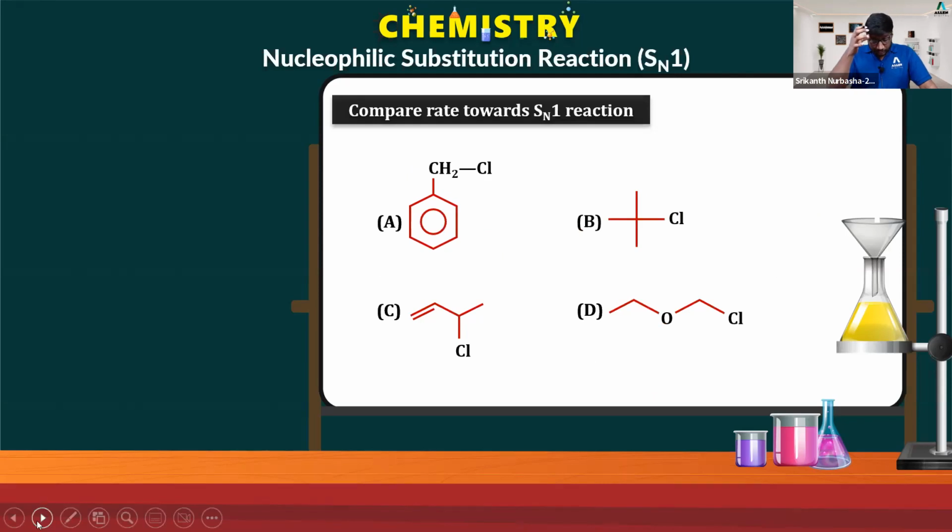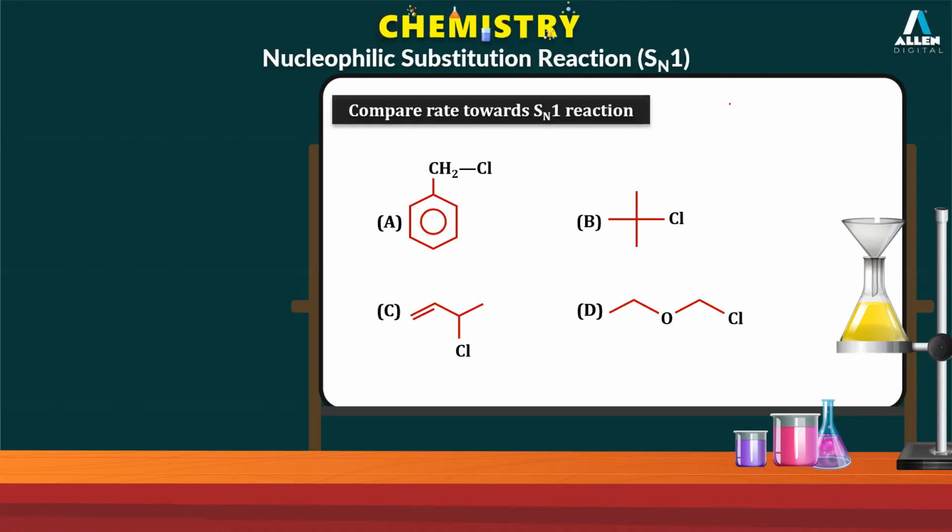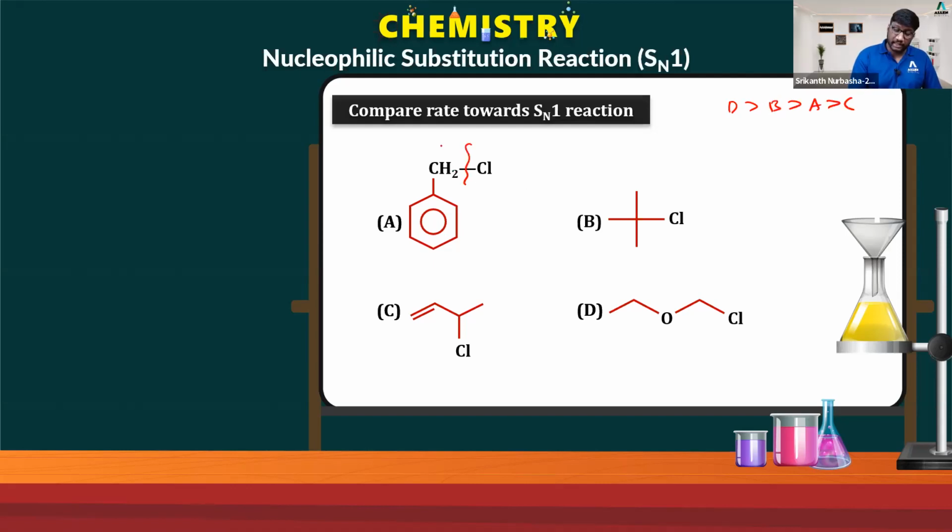Compare here. D, B, A, C. Sorry, Faizan, what is the order? D, B, A, C. So here you are getting a benzylic carbocation. Here you are getting a tertiary butyl carbocation. Here you are getting an allylic carbocation. Here you are getting a carbocation in this manner. So is D actually stabilized by back bonding or not?